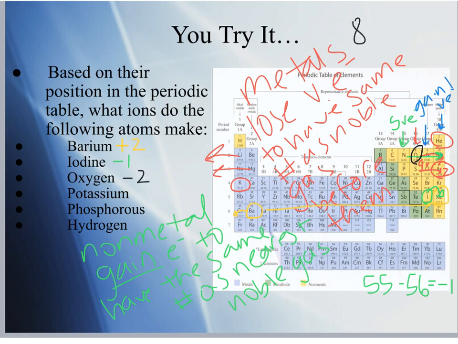So oxygen has 8 protons, and if he in the end needs to have the same number of electrons as his noble gas, that's 8. So I'm sorry, that's 10, right? So 8 protons minus 10 electrons is negative 2. So he's a negative 2 charge. Okay? So go ahead and pause and do the last 3 on your own.